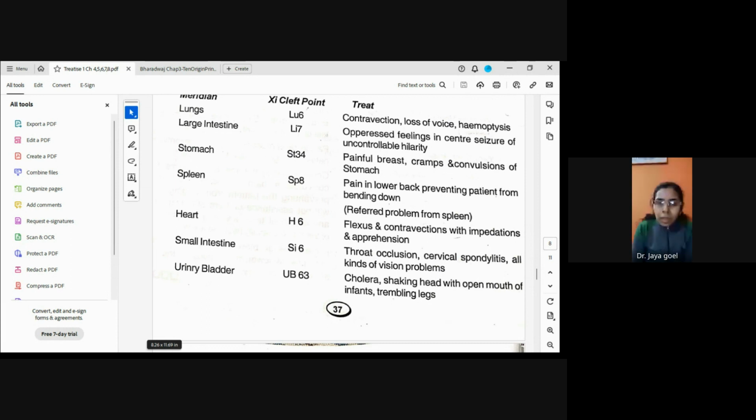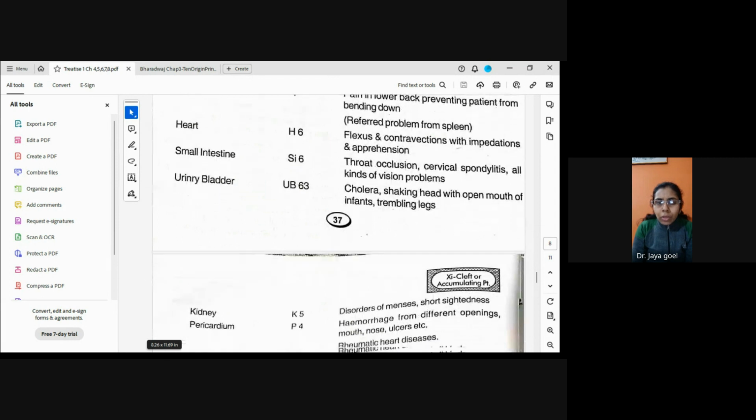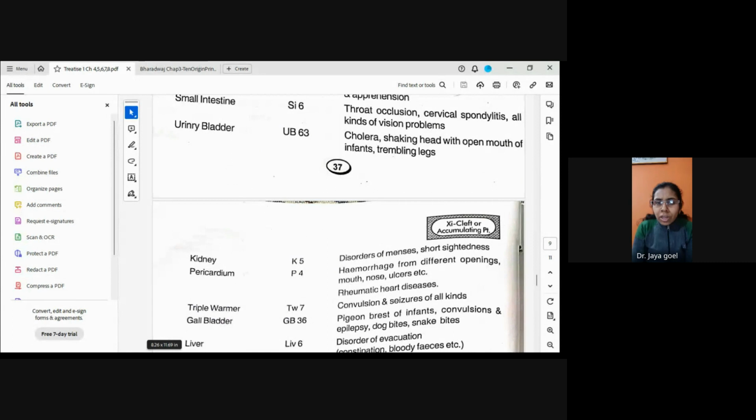Small intestine, SI6, treats throat occlusion, cervical spondylitis, and any type of vision problem. Urinary bladder UB63 is the cleft point of the urinary bladder. Cholera, shaking head with open mouth of infant, and trembling legs can be treated on UB63.